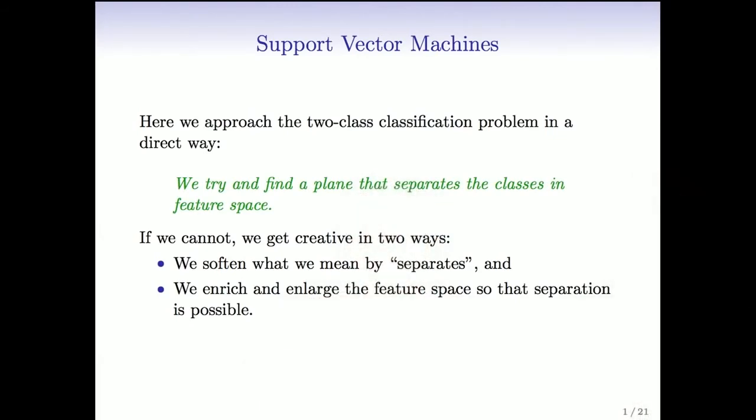The idea with support vector machines, as we said, is to find a plane that separates the classes in feature space. We'll tell you what we mean by a plane and separation and so on. But the idea is natural. You try and separate the two classes, and that's what we want to do when we classify. But you'll see we cannot always do that, and the technology gets creative in two ways. One is that we soften what we mean by separates, and the other is that we enrich and enlarge the feature space so that the separation becomes possible.